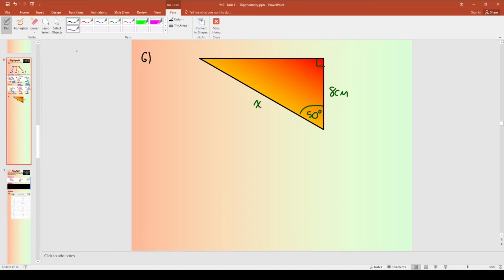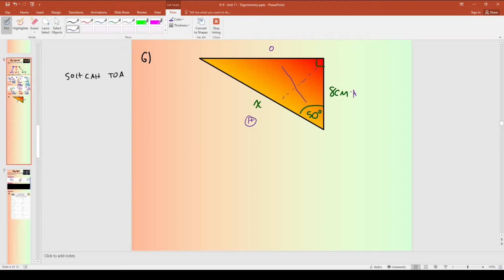How do we SOHCAHTOA our way through this? Well, I'm going to show you. It's a bit harder than you think, but it's not too bad. Here's what you do. Same as normal, okay? So let's do it. Label your triangle. Well, that's O for sure. That's H because it's opposite to there. And that means that that's A.